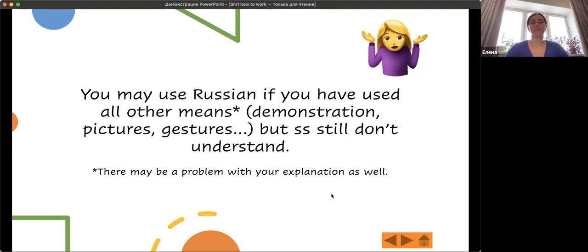Then, of course, you may use Russian if you used other means like demonstration, gestures, pictures, like Yelena told us, yes? But if students still don't understand you, it is your problem because you do something wrong. So if demonstration doesn't help, pictures don't help, gestures don't help, you do something wrong. You need to rethink how to explain to your students.